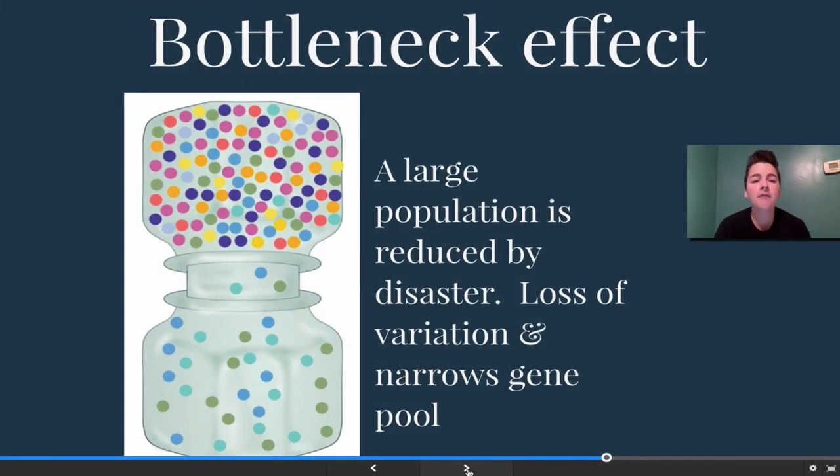We have the bottleneck effect, where we have a very large population that's reduced by disaster. And when it's reduced by disaster, you have loss of variation because you have loss of individuals, narrowing the gene pool.